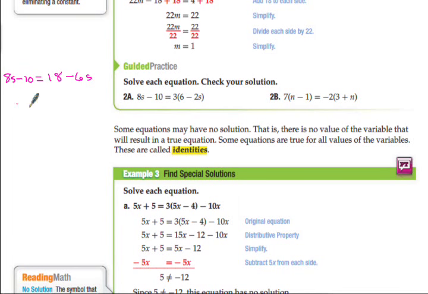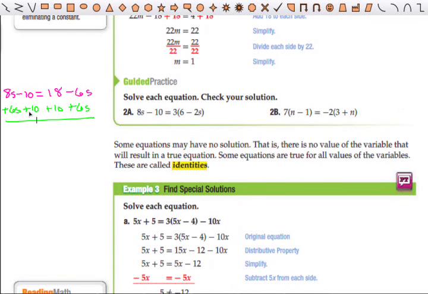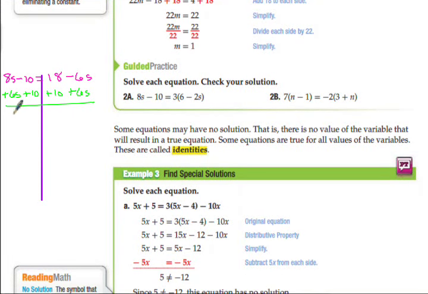Okay, now the next thing I want to do is add 6s to both sides, and then add 10 to both sides at the same exact time, as long as I do it to both sides. Sometimes students do well when we take this equal sign and put a line down the middle like that. So whatever's on the left of the equal sign, or of the purple line, I have to do the same thing on the right.